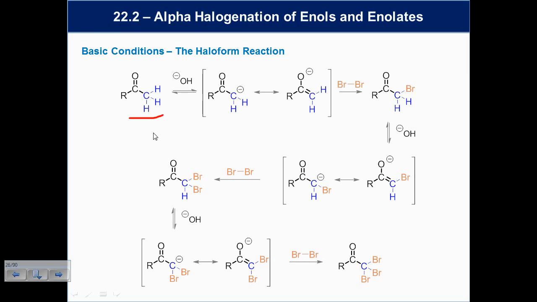We have a methyl ketone. The pKa of the protons on that methyl ketone are about 19. The pKa, the conjugate acid of hydroxide, is about 16. So I'm not too far away, right? 19 and 16. I can think about setting up an equilibrium here.